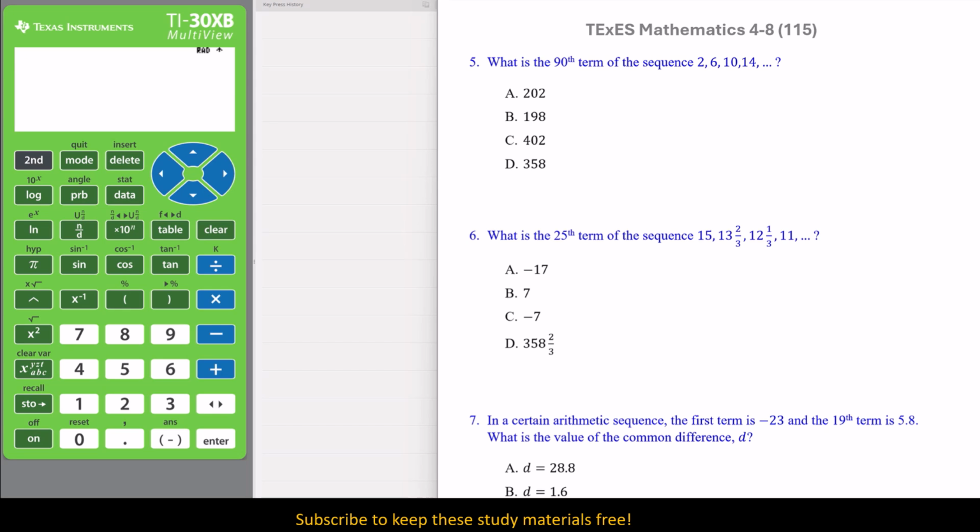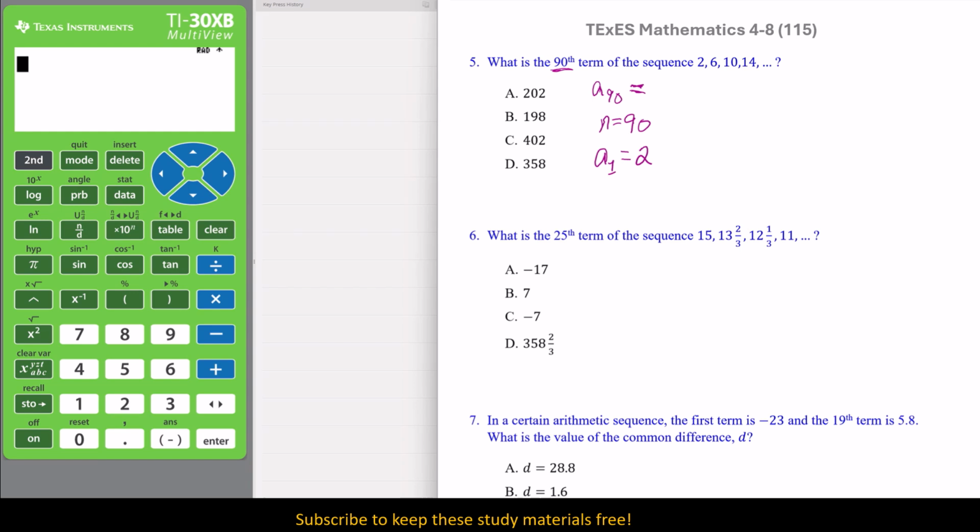Number 5. What is the 90th term of the sequence 2, 6, 10, 14? Well, we know A sub 90, that means a sub n, that's our 90th term, and we know n equals 90. So we have that. And we want to figure out what is that value of the 90th term, a sub 90. Well, we know that a sub 1, which is your initial or first term given, is 2.